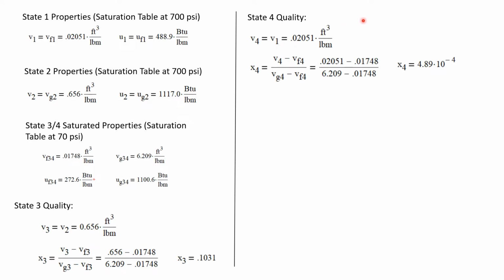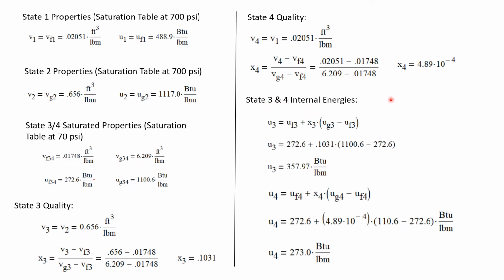We can do the same thing for state 4. We know that the specific volume of state 4 is the same as the specific volume at state 1, which we know. So the quality at state 4 is just the specific volume at state 4 minus V sub F over V sub G minus V sub F, all of these values taken as state 4 values. And we get a very small number for the quality at state 4. It's almost 0. We could assume it to be 0 at this point, but I'm going to carry this value through just for a little more accuracy.